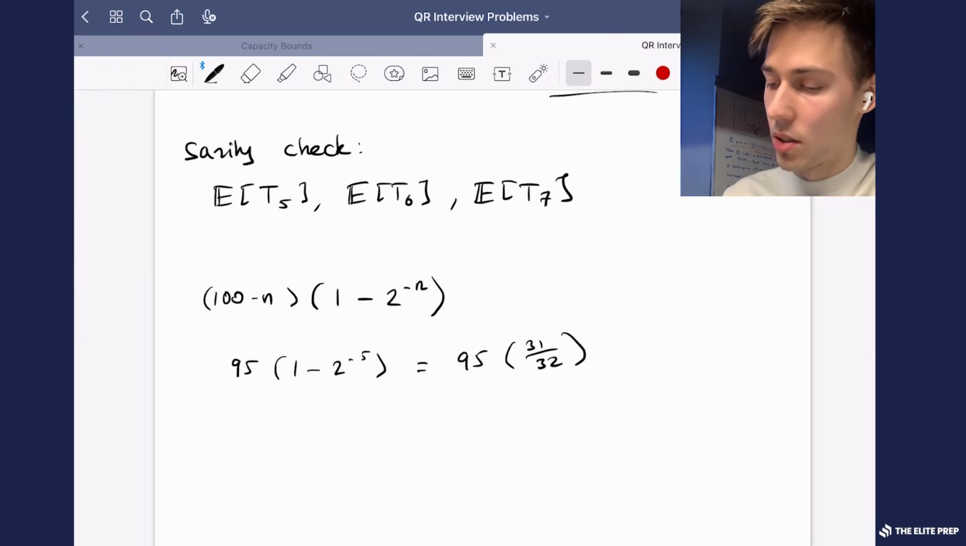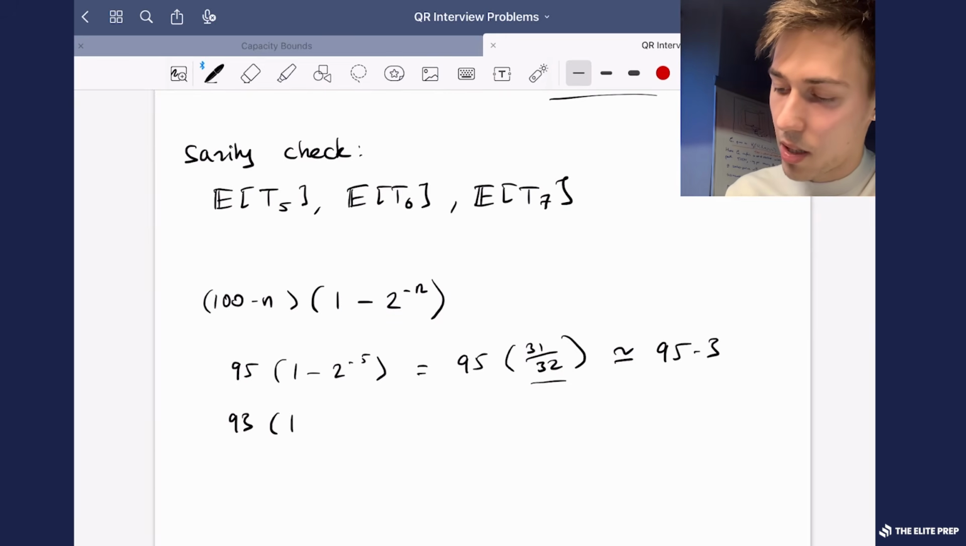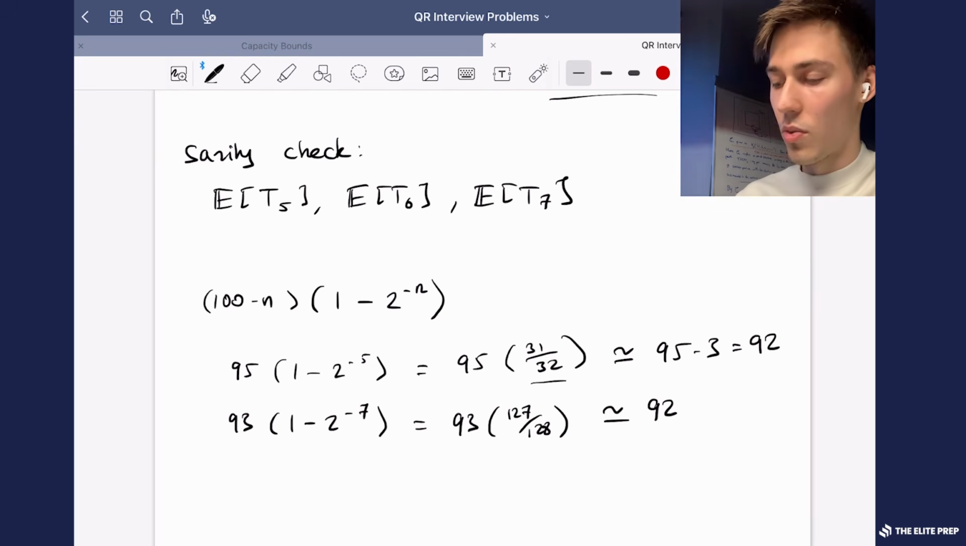This is around 95 minus 3, because 32 is around 1/3 of 95. ET7 is around 93 times 1 minus 2 to the minus 7. That's equal to 93 times 127 over 128. So that's again around 92, because this is around 1. So this is almost like taking 1 away from 93.